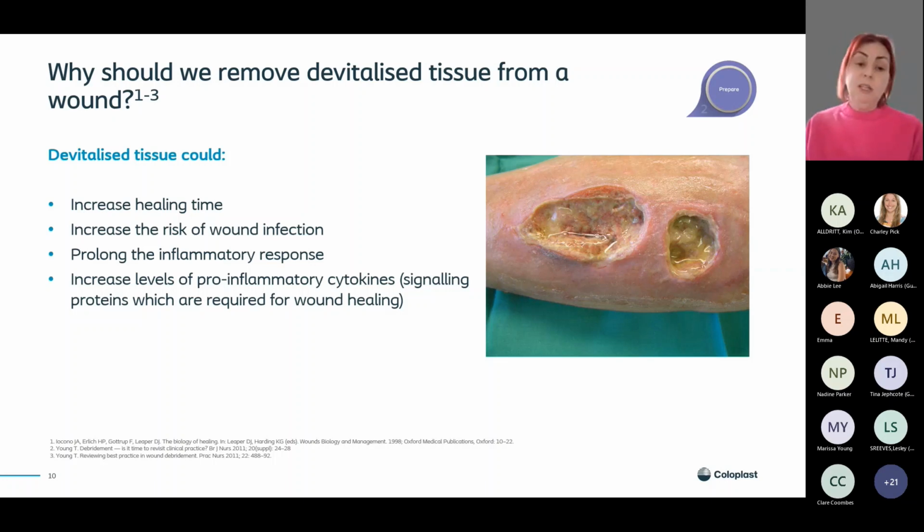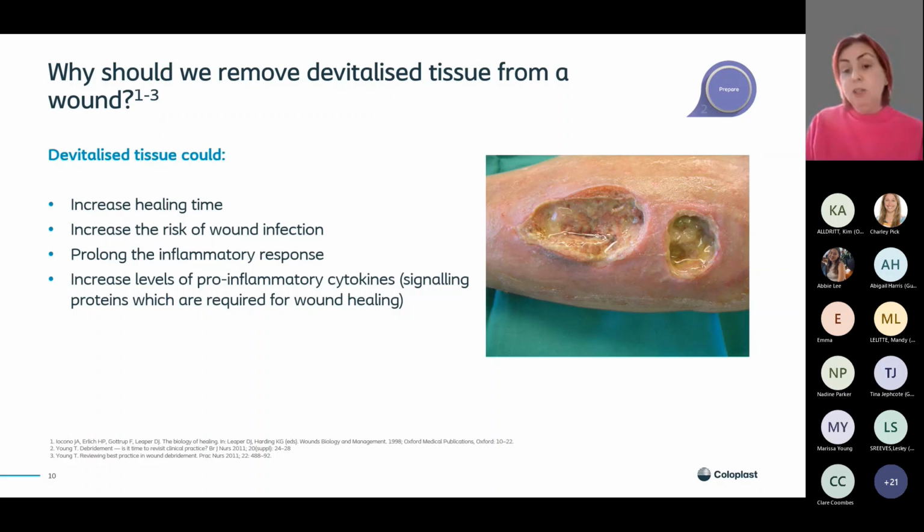The longer that devitalized tissue stays within that wound bed or on that wound edge or in the peri-wound skin, it's like a playground for bacteria. It's where they like to live. It's wet, it's warm, and it's where those bacteria will proliferate. So we need to reduce the opportunity for those bacteria to do that within a wound.